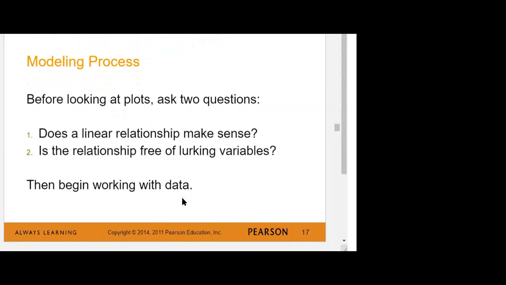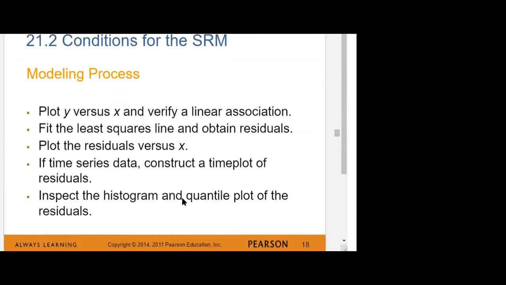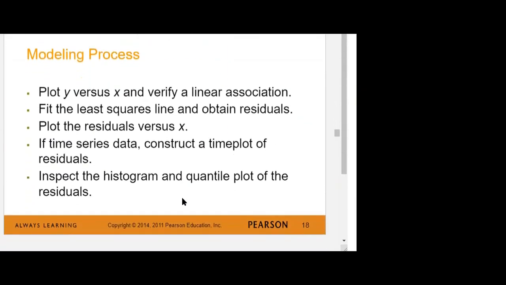So modeling process. What are the steps to create our regression model? First, plot y versus x. So y for response, x for explanatory variable, and make sure that you have a linear association. And how do we check that? We want to make sure we see a line. We don't want a curved relation, right? We don't want a relation that is like a rectangle or a circle, which is not representing a linear association.